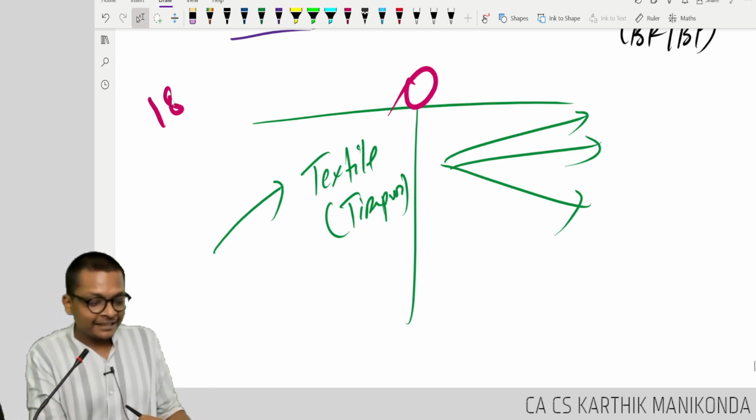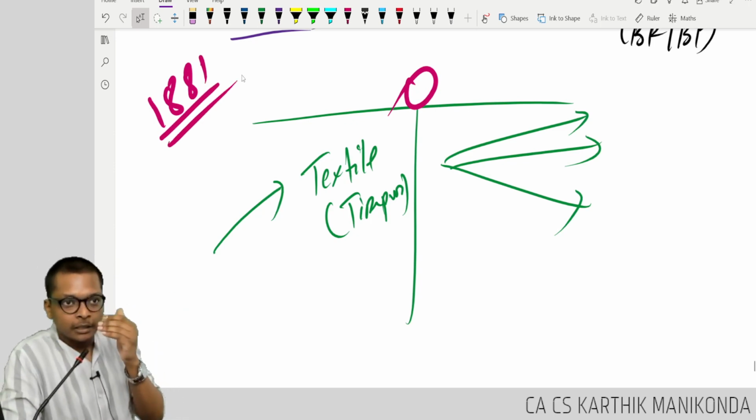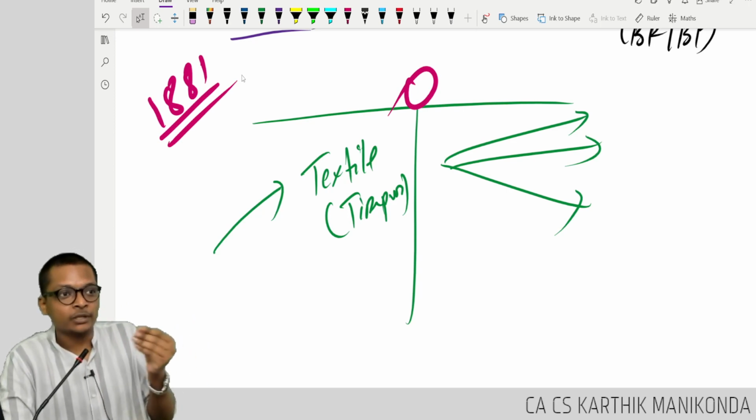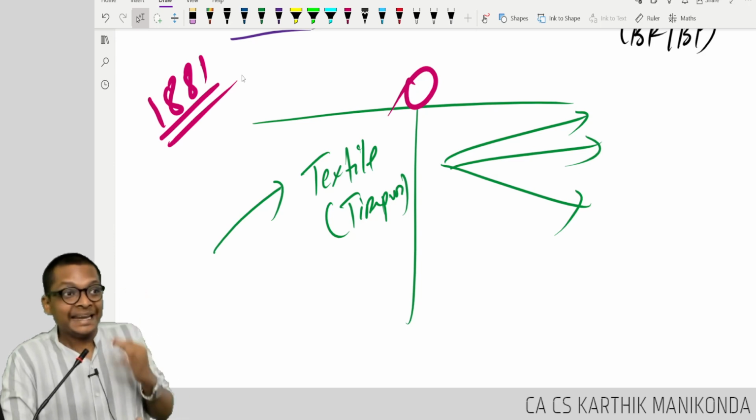We are in the year 1881. Do a small time travel. Let's do a time travel and go to 1881. Today, getting money may not be that difficult. Bank is ready to give loan. People call us, hey, do you want loan? Credit card, this, that. But 1881, getting money is not easy.